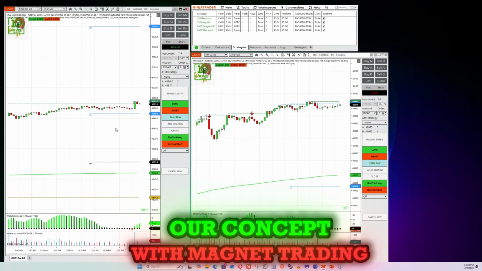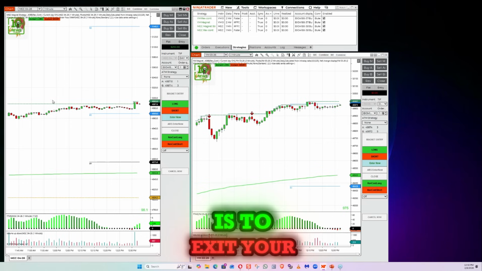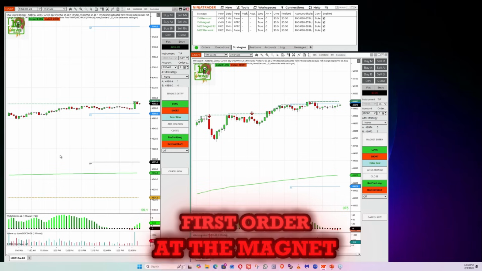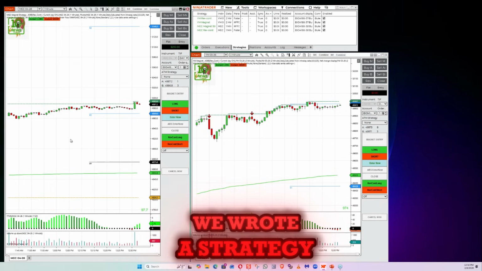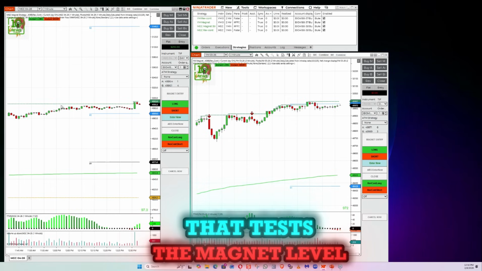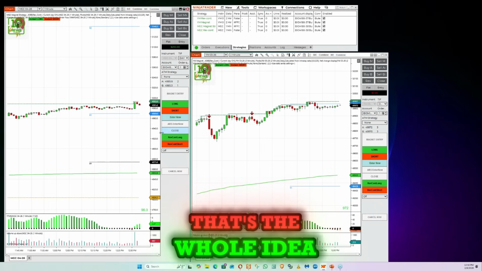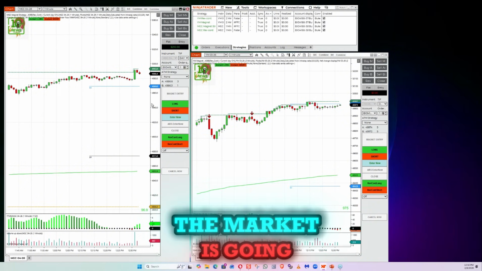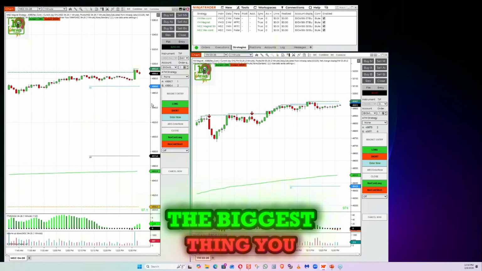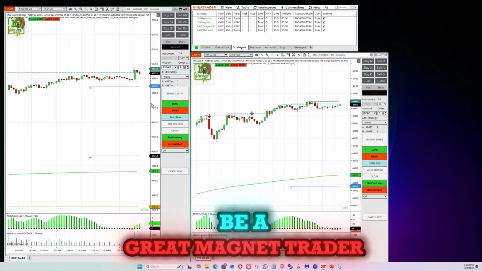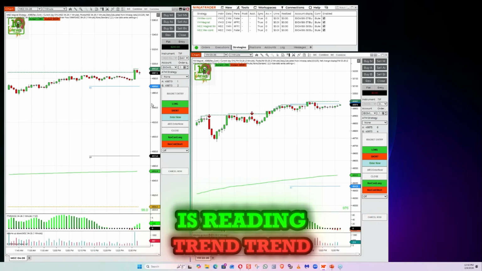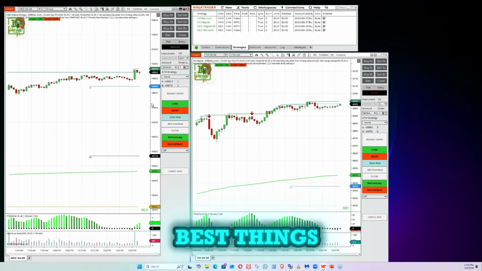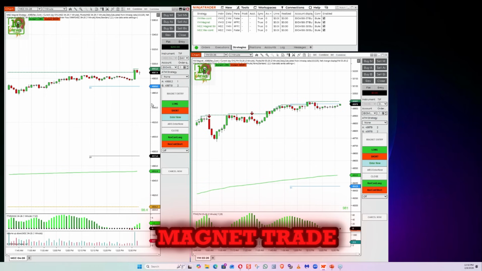Our concept with magnet trading is to exit your first order at the magnet. So in other words, we wrote a strategy that tests the magnet level. That's the whole idea, is to test the level that we know the market is going to test. The biggest thing you need to learn to be a great magnet trader is reading trend. Trend is really one of the best things that helps you in a magnet trade.